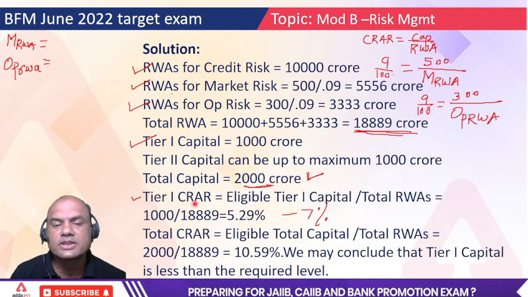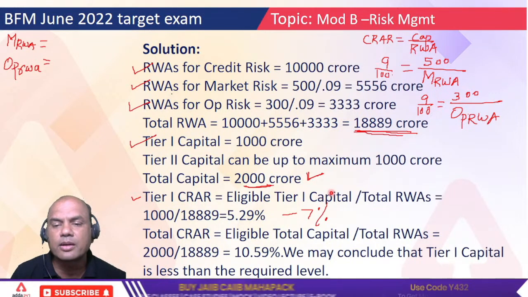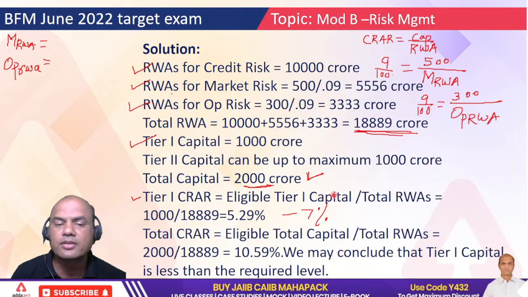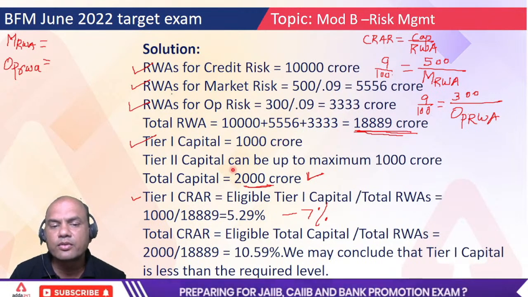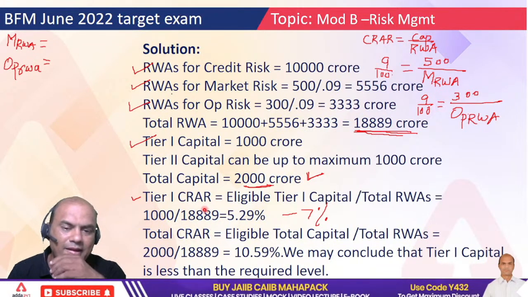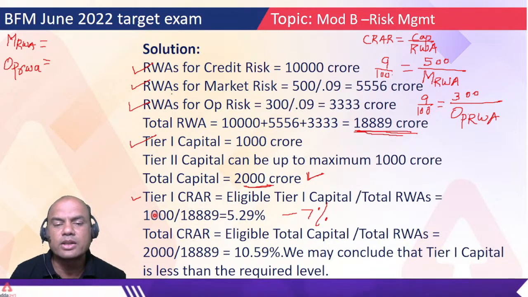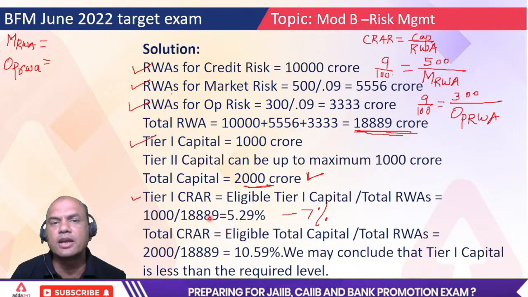So tier 1 CRAR means what? Eligible tier 1 upon total RWA. What is tier 1? Tier 1 is 1000. Just now we saw it, it's given over here. 1000 upon 18,889, into 100, of course. So divide this. What is the answer you are getting?